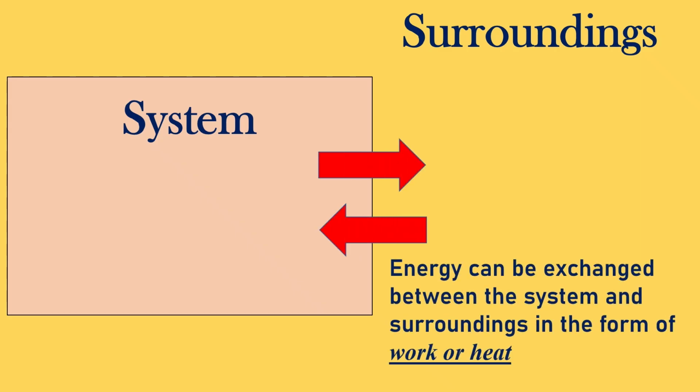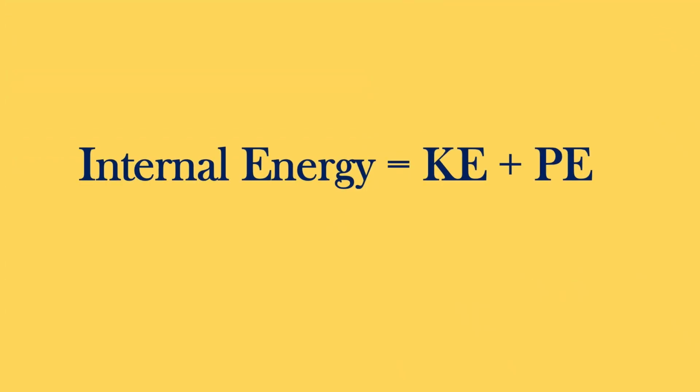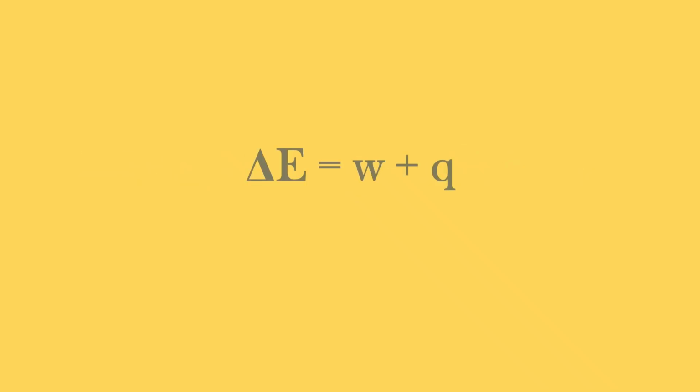Energy can be exchanged between the system and the surroundings in the form of work or heat. The energy of the system can be called the internal energy. The internal energy can be classified as the sum of the kinetic and potential energies of the system. But in thermochemistry, we are interested in the change in internal energy. The internal energy can change in the form of work or heat. The change in internal energy, delta E, is equal to w plus q.